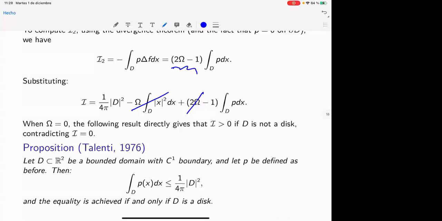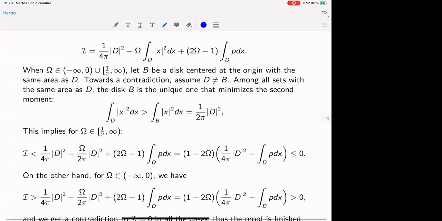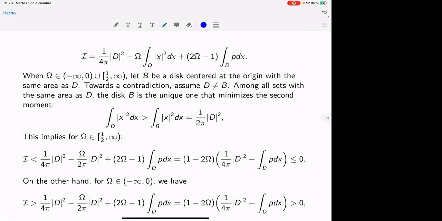Now, if omega is not zero, then we use that the second moment of a patch is minimized by the second moment of a ball with the same area. And that second moment, we can calculate it explicitly in terms of the area. So now using this bound and substituting into the expression of I, then one gets the good sign actually, both in the case when omega is negative or above 1/2.